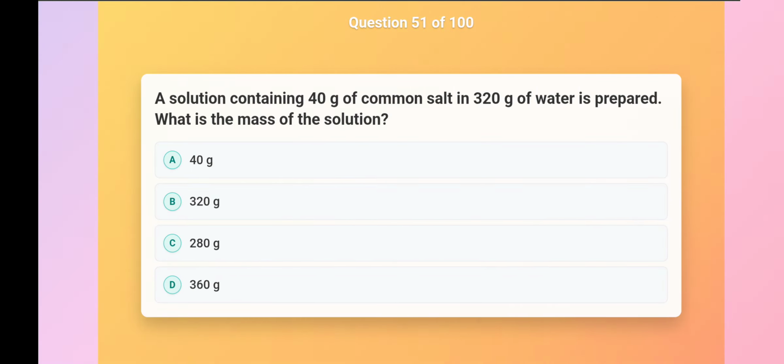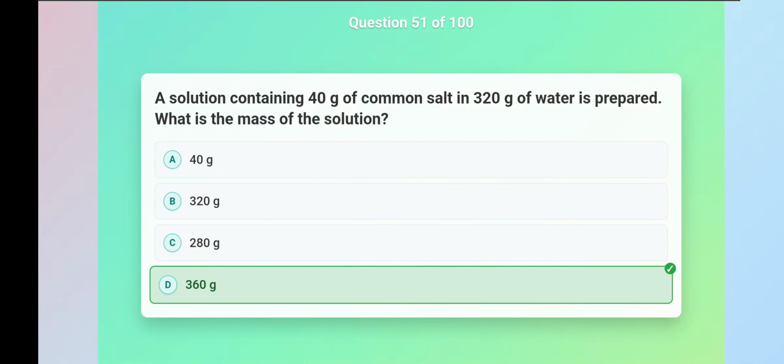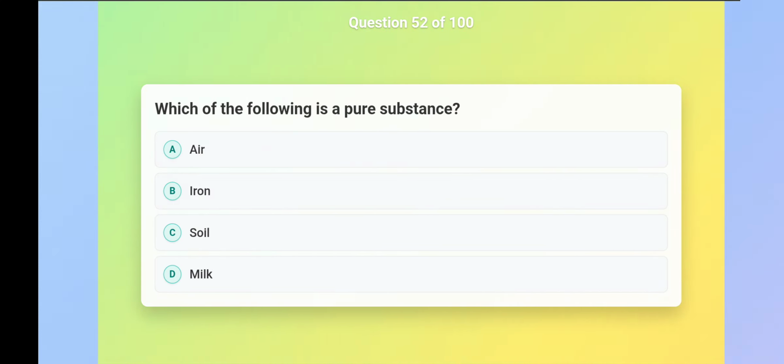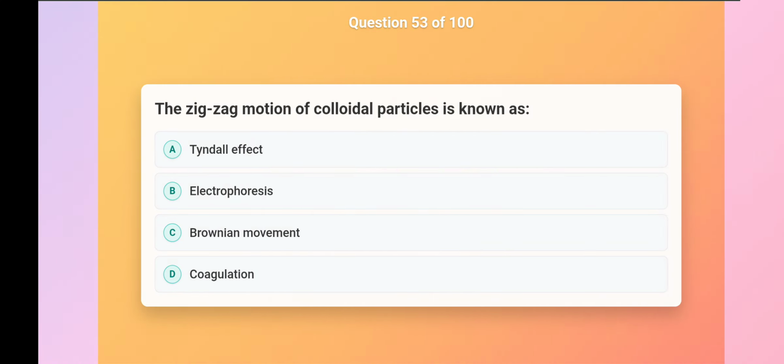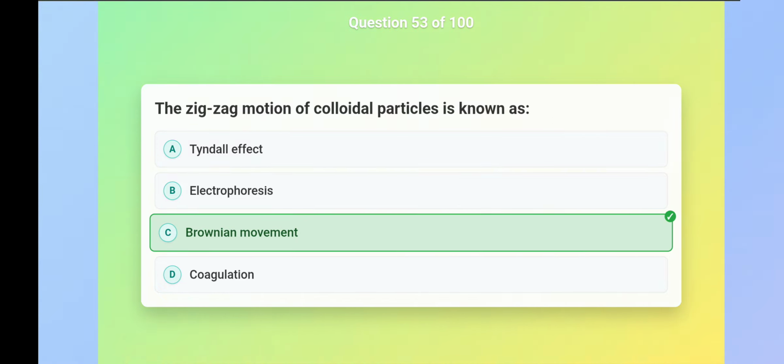A solution containing 40 grams of common salt in 320 grams of water is prepared. What is the mass of the solution? 360 grams. Which of the following is a pure substance? Iron. The zigzag motion of colloidal particles is known as Brownian movement.